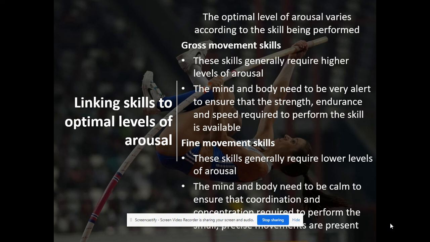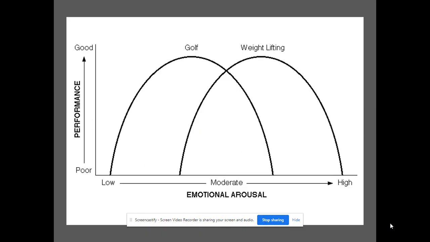Mind and body need to be calm to ensure that the coordination and concentration required to perform the skills and precise movements are present. Okay, so the optimal level of arousal changes for skill. It also changes for sport as well. Okay, so think about that inverted U theory, but it can change ever so slightly depending on the skill and the sport. So on the screen now, I've shown you the inverted U theory for two different sports, for golf and for weightlifting.